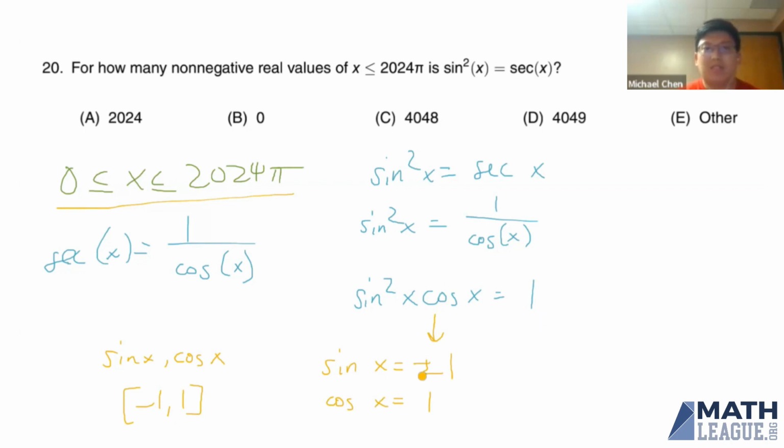Now, looking at this, do we ever have any values of x for which the sine of x is plus or minus 1 and the cosine of x is equal to 1? And the answer to this is no, since sine of x and cosine of x are offset by pi over 2 instead of any integer multiple of pi. And therefore, our original equation, sine squared of x equals secant of x, over any interval of real value x has no solutions, which is answer choice B.